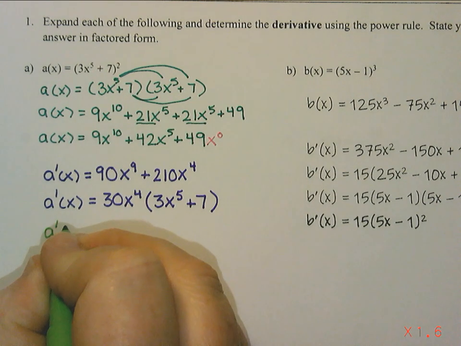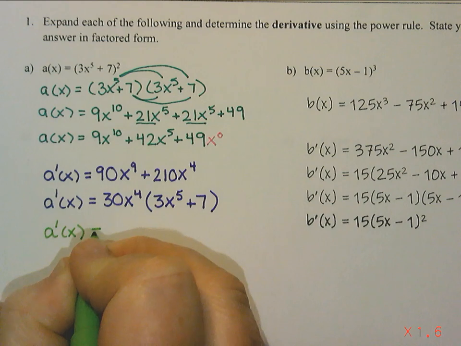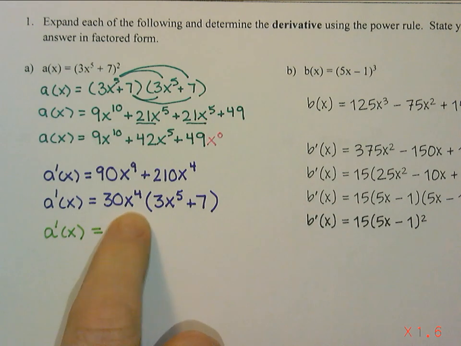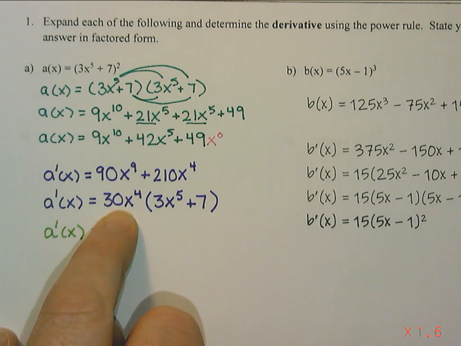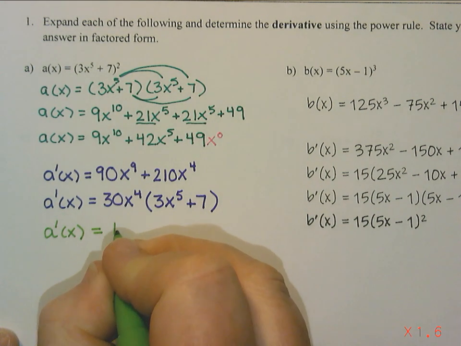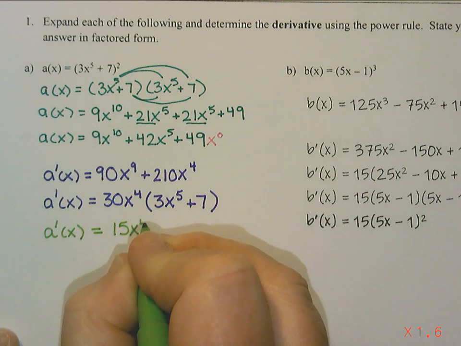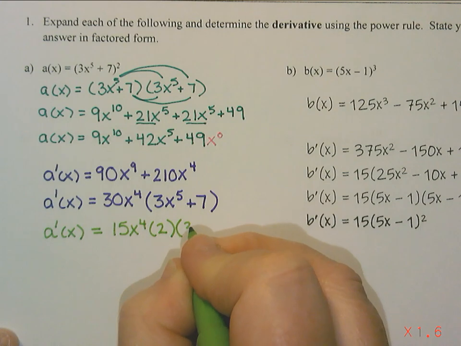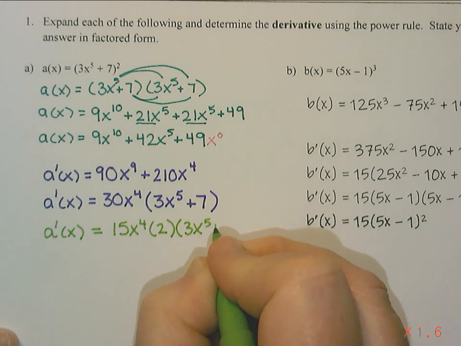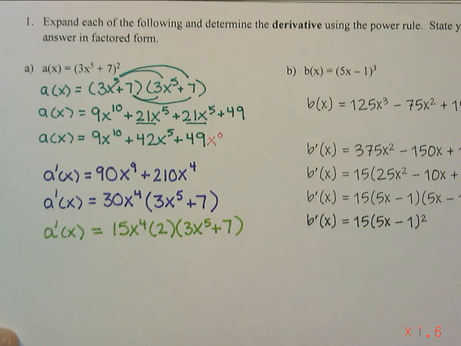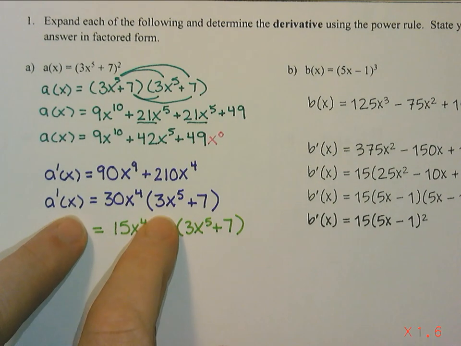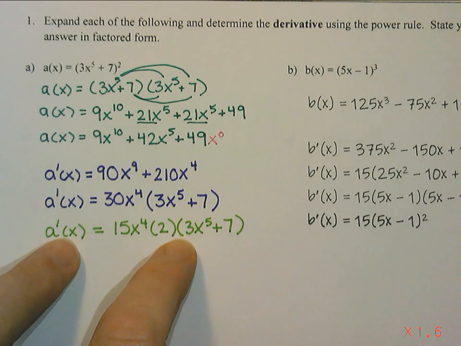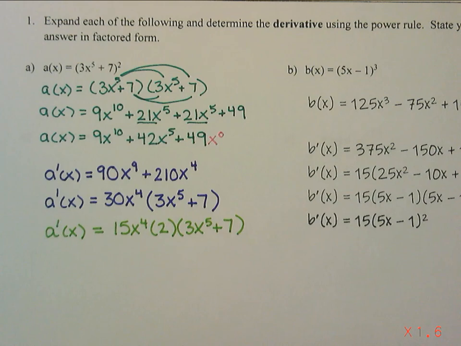And I'm going to say that a prime of x, I'm going to break up this 30x^4 a little bit just to kind of help us find a pattern so that we can figure out the rule here. I'm going to say that 30x^4 is 15x^4 times 2. Why did I break it up like that? Because I know what I'm doing. I know what the rule is that we're trying to find here, and I think that that's going to help us. So normally I would stop at that last line. This is just to help us figure out the rule for chain rule.